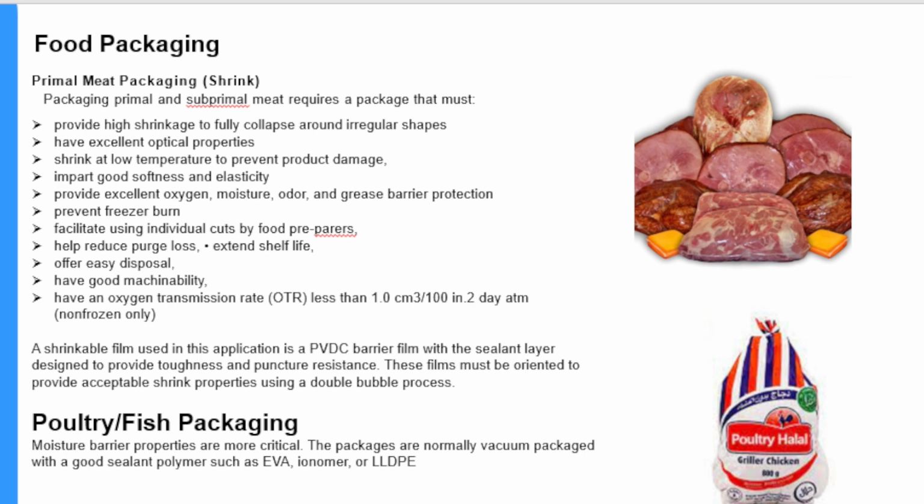A shrinkable film used in the application is PVDC barrier film, with a sealant layer designed to provide toughness and puncture resistance. These films must be oriented to provide acceptable shrink properties using a double bubble process. Poultry and fish packaging. Moisture barrier properties are more critical. The packages are normally vacuum packaged with a good sealant polymer such as EVA, ionomer, or LLDPE.